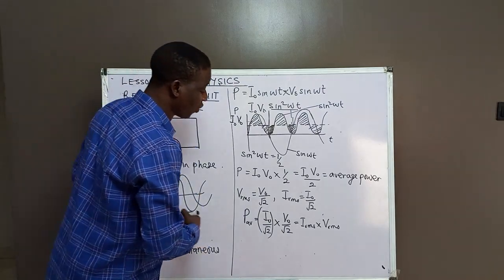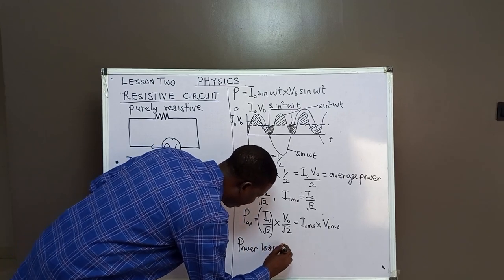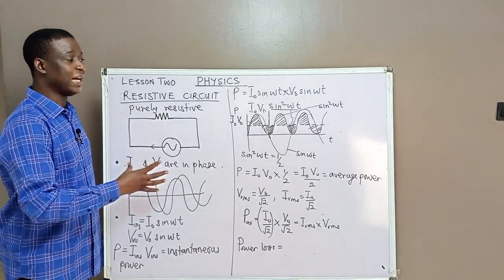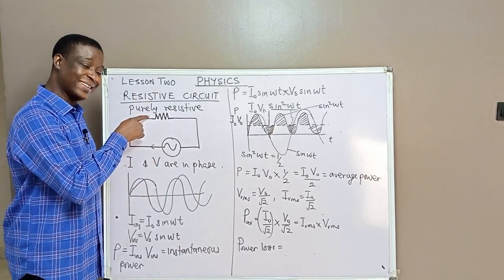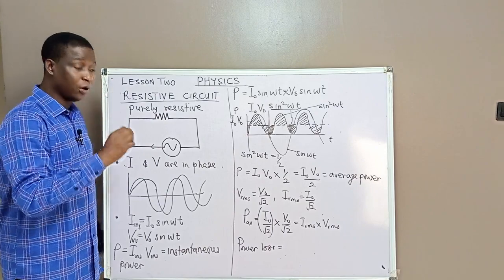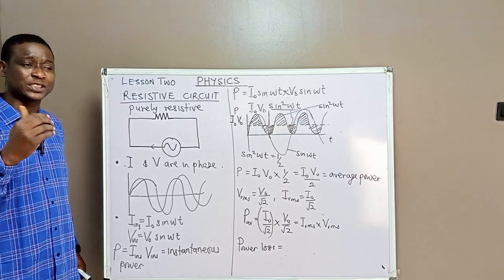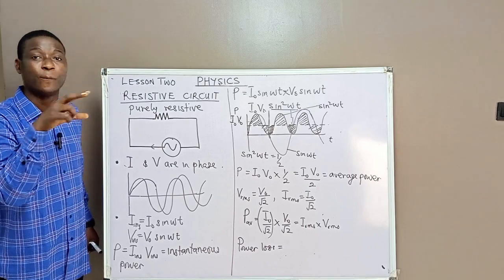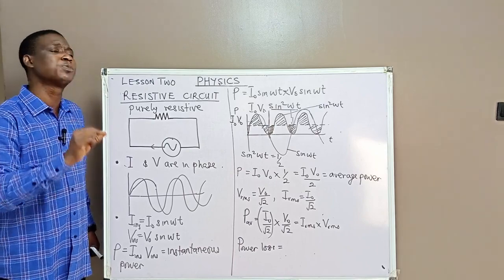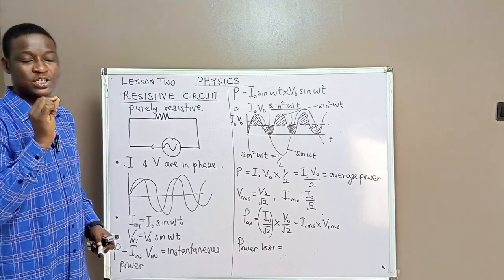Now, the power loss in a resistive circuit. Don't forget, the total power expended in an AC circuit is caused by a resistor. Please take note of that. That question is common in professional exams and even in university exams, even in JAMB. If you have a resistor, inductor, and capacitor in an AC circuit, they ask which of these components causes power loss. The major component that dissipates power in that circuit is the resistor.